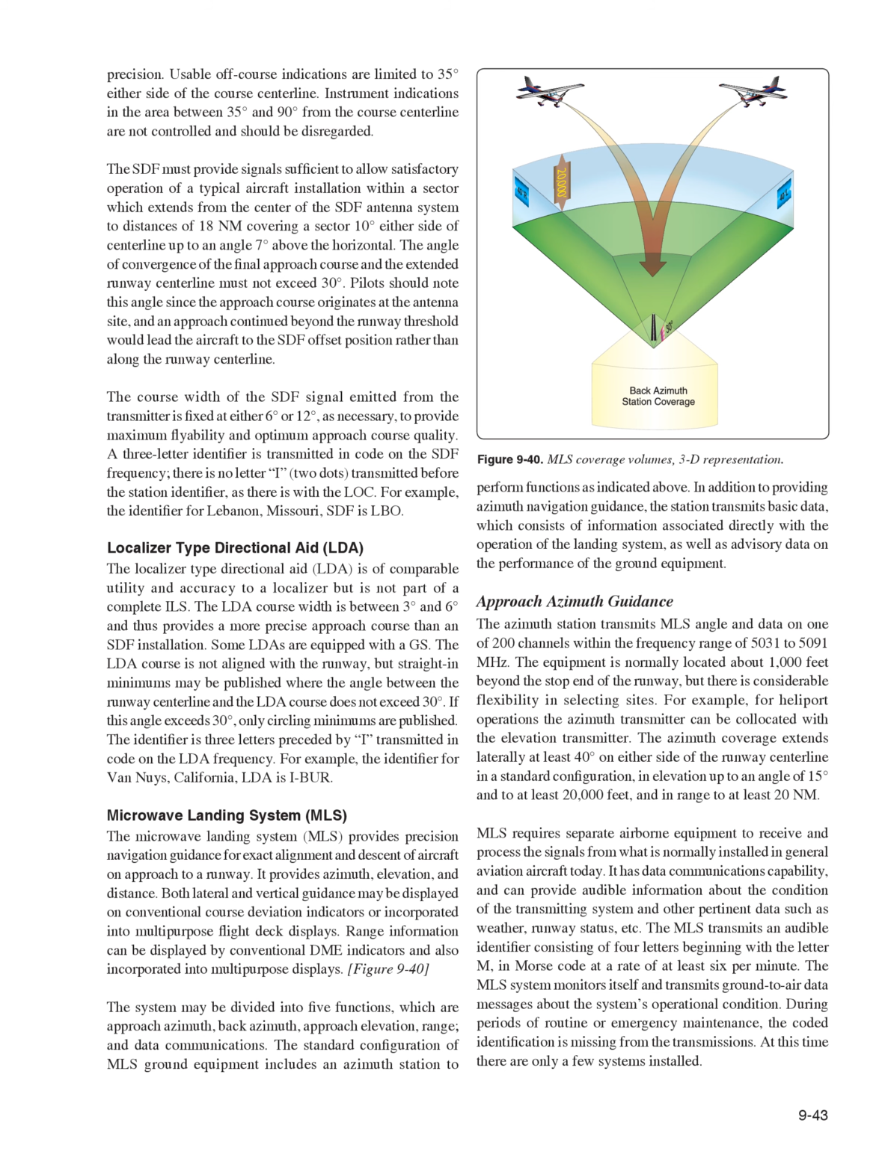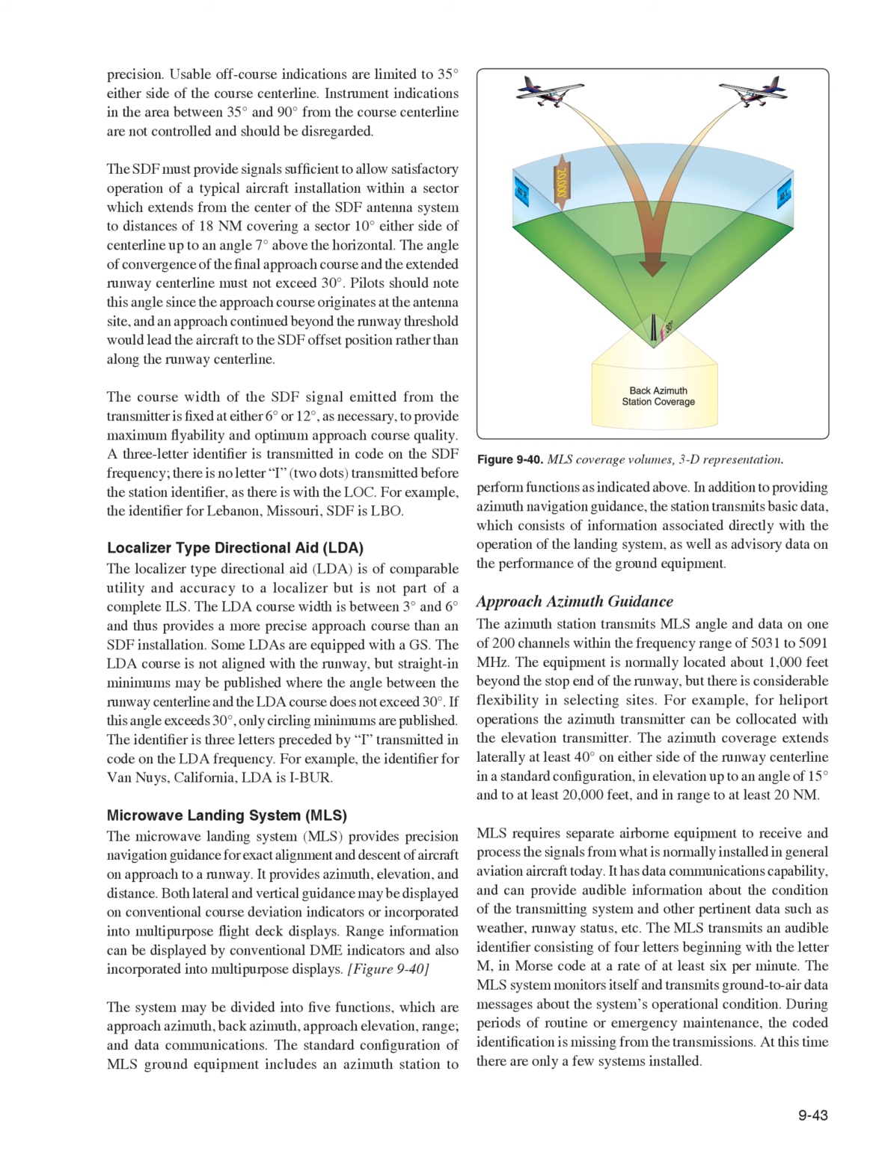The azimuth coverage extends laterally at least 40 degrees on either side of the runway centerline in a standard configuration, in elevation up to an angle of 15 degrees and to at least 20,000 feet, and in range to at least 20 nautical miles. MLS requires separate airborne equipment to receive and process the signals from what is normally installed in general aviation aircraft today.